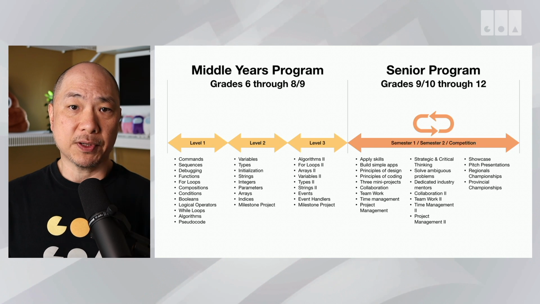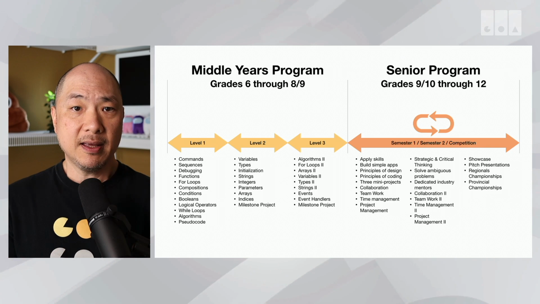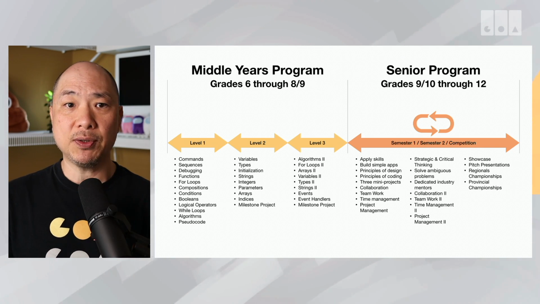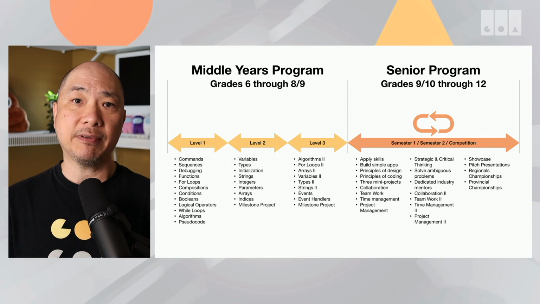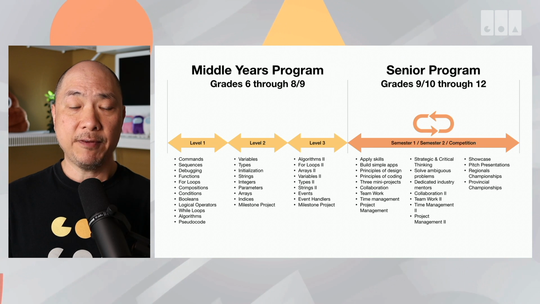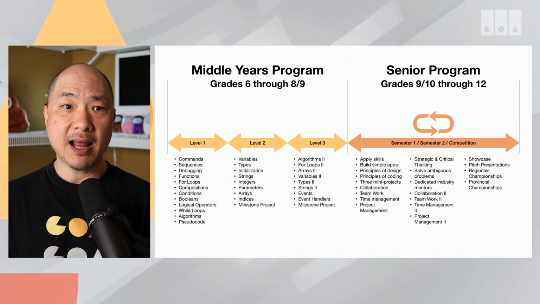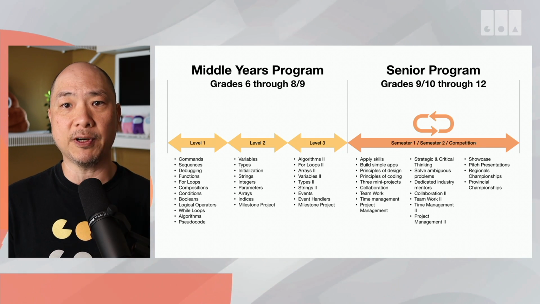Our long-term plan for the courses is as follows. There are 3 levels to the middle years program. This season, we are offering Level 1, but next year we will add Level 2 for those who have already completed Level 1. Then the year after that, we will add Level 3. If you happen to be grade 9 this year and take Level 1, when you enter grade 10 next year, you may skip Levels 2 and 3 and go directly to the Seniors program.